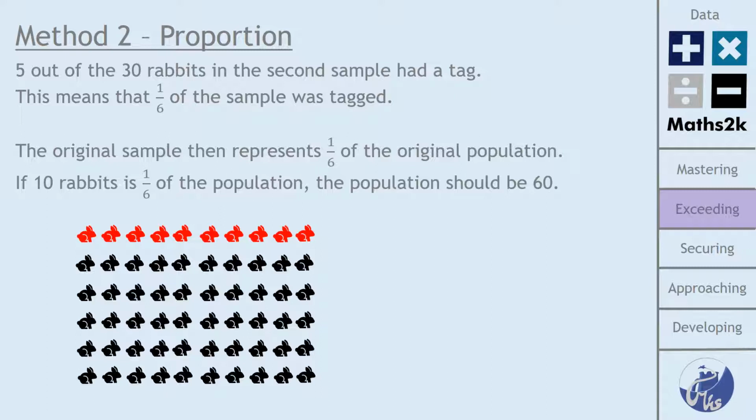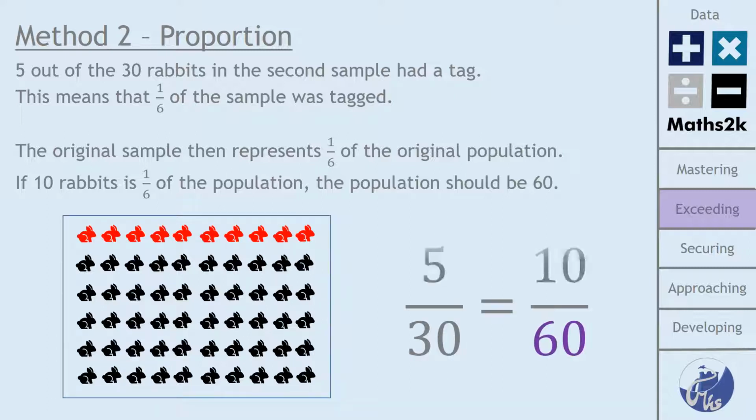The final way that this can look, and some of the pupils that I taught preferred this, was to think about equivalent fractions. So 5 out of 30 rabbits in the second sample had a tag. Now in which case, if we tagged 10 rabbits at the start, so the numerators are the number of rabbits that were tagged, then the denominators should work equivalently and should be in equivalence, and so in which case we would get 60 rabbits in the population.